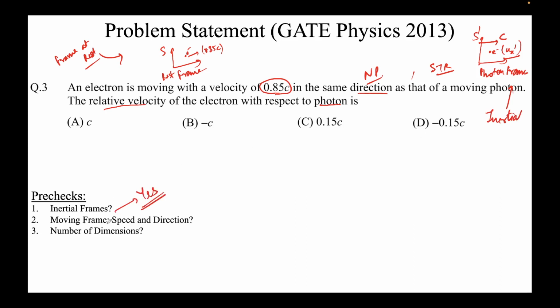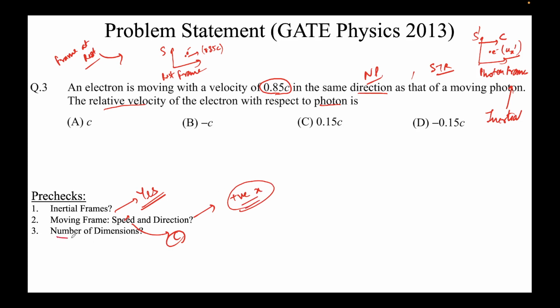Second, the moving frame, this photon frame: what is its speed and direction? The question is silent about that, but we know the photon moves at the speed of light, so the speed is c. What about direction? If the question is silent on direction, we'll assume it's moving in the positive x direction. Why? All the formulas that we have derived are for positive x, and most problems you'll encounter are in the positive x direction, so it's easy to solve. You can take it as positive y, negative z, radial, whatever you want. It will not change the form.